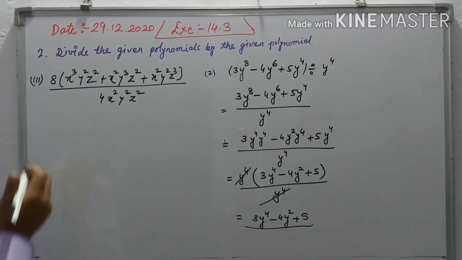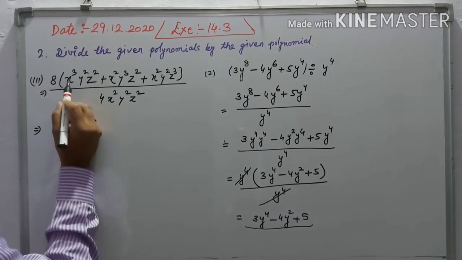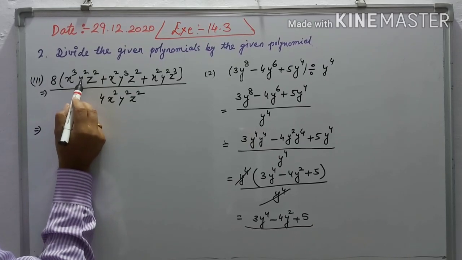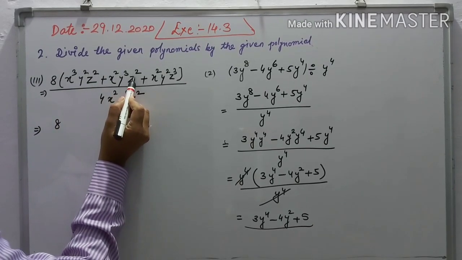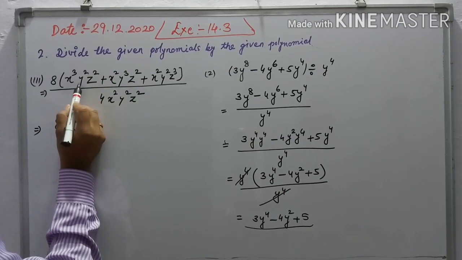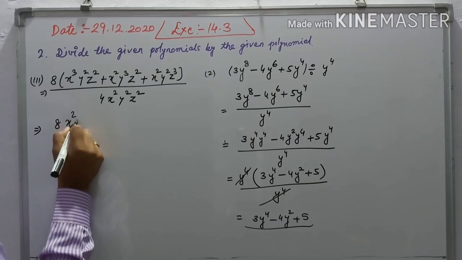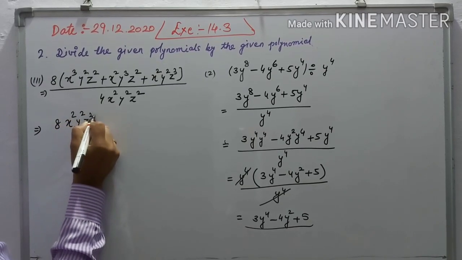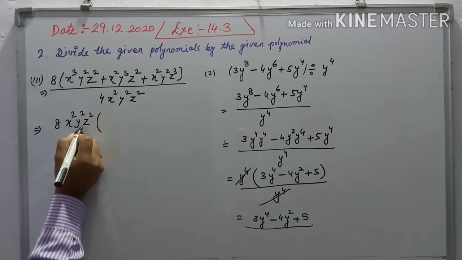First you find the common terms. We have 8, x three times, y two times, z two times; and x two times, y three times, z two times. In the terms, x, y, z two times are common, the same. So we write x square, y square and z square, these three terms will be common. Okay, 8 is already common, and x square, y square, z square common.